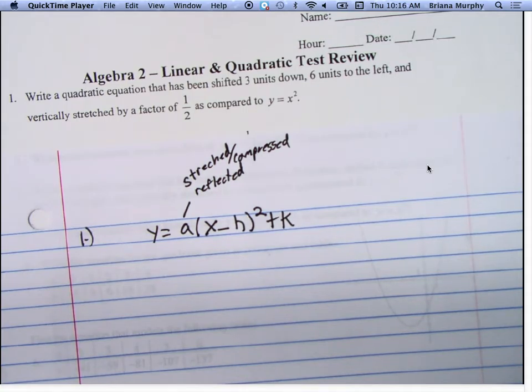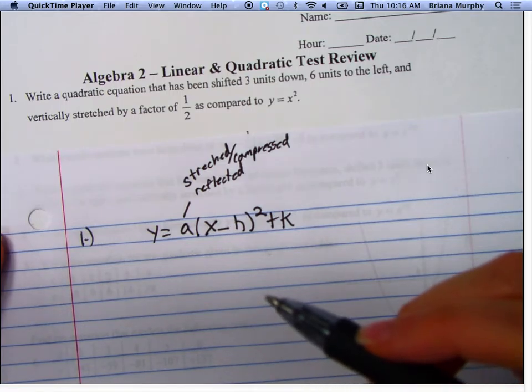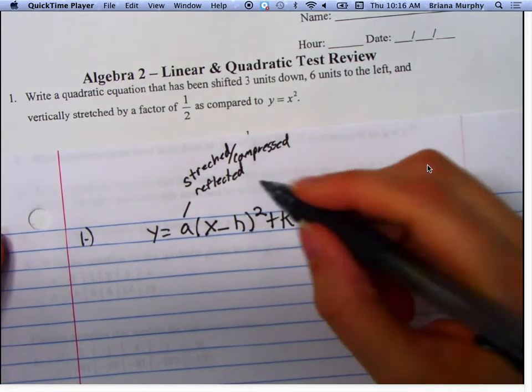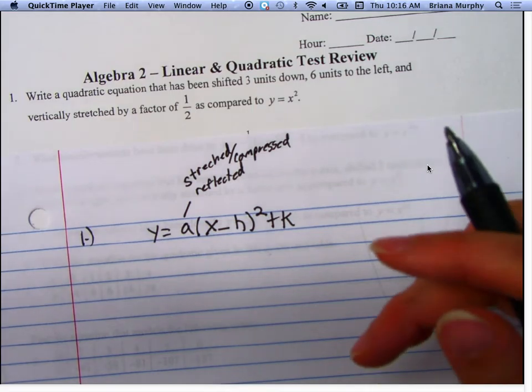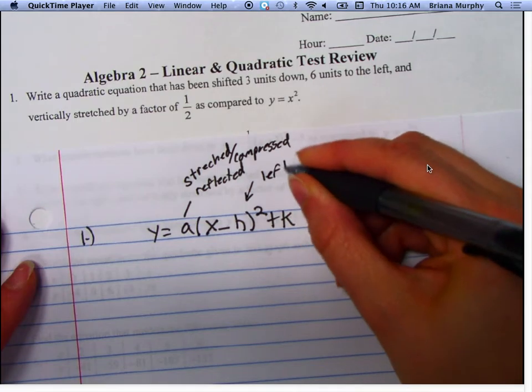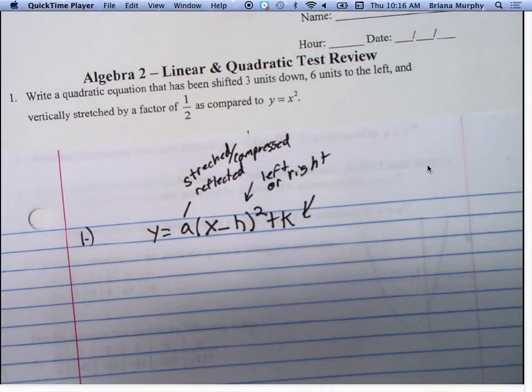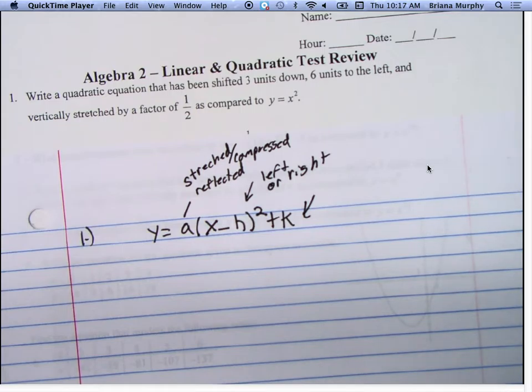So now, what does H tell me? Please raise your hand. What does H tell me? Yes, Michelle. Negative x of the vertex. Well, just the x of the vertex. X of the vertex. Good. How does it tell me I'm shifting my graph? Left or right. It is the x part of the vertex of my graph, the x value. Okay. And what does K mean? Please raise your hands. Yes, Lindsay. Up or down.